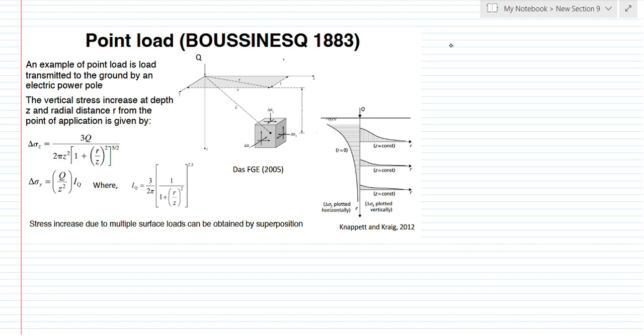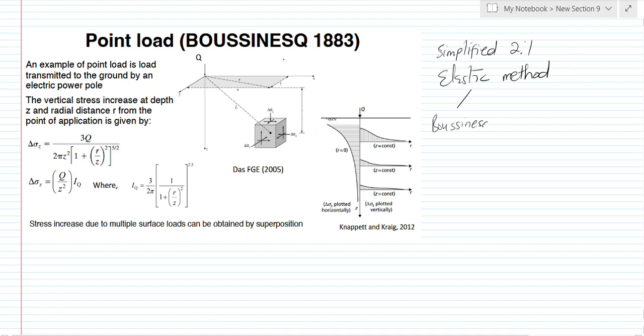We talked about the simplified 2:1 method. Then we also looked at the elastic method. And we said that for the purpose of our course, we are going to focus on the elastic method. Under the elastic method, we have two major methods, the Boussinesq's method and the Westergaard method. But our focus is going to be concentrated on the Boussinesq. And so for the Boussinesq, we are first of all going to look at the point load.